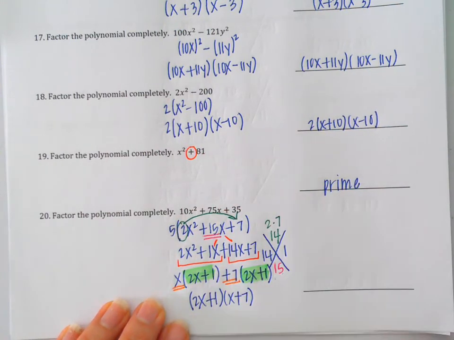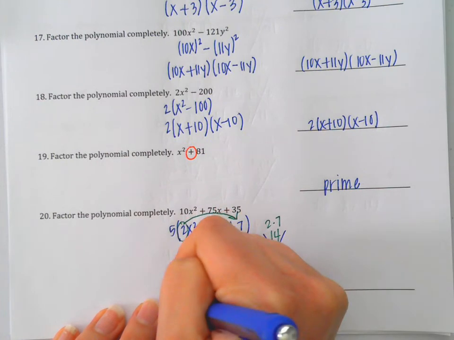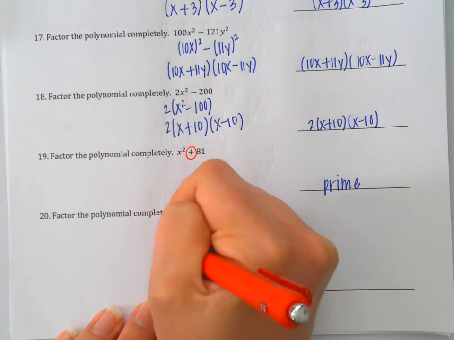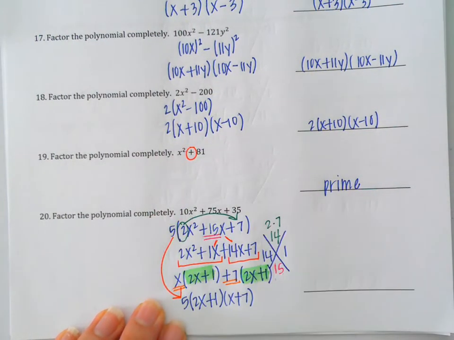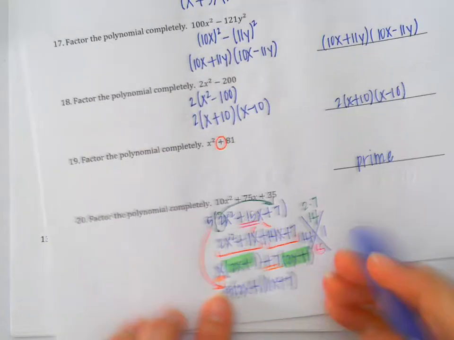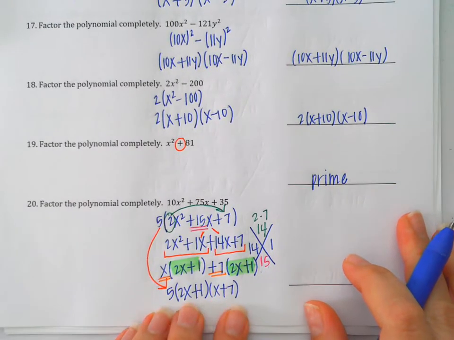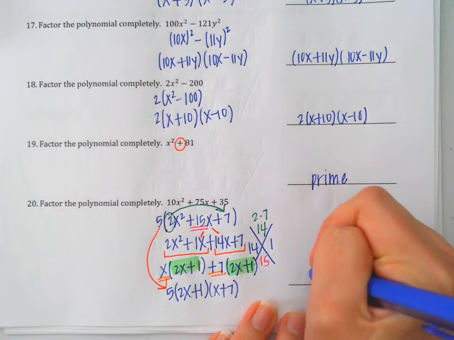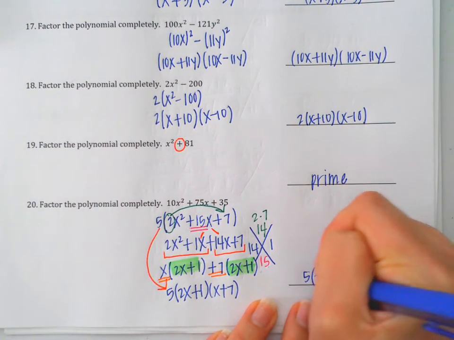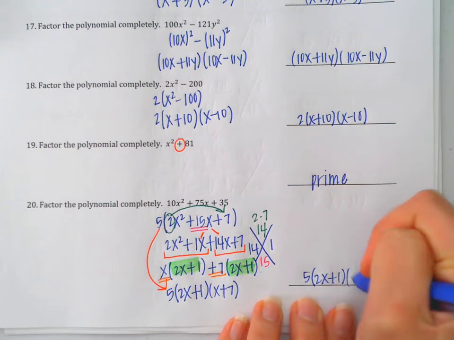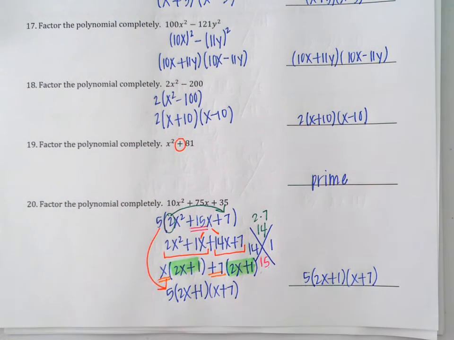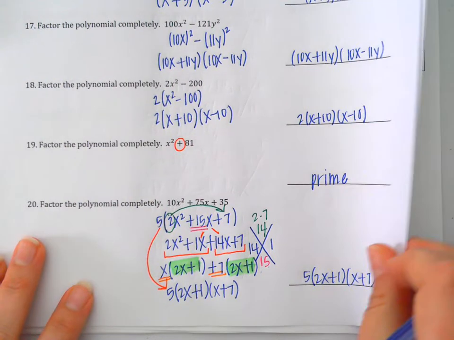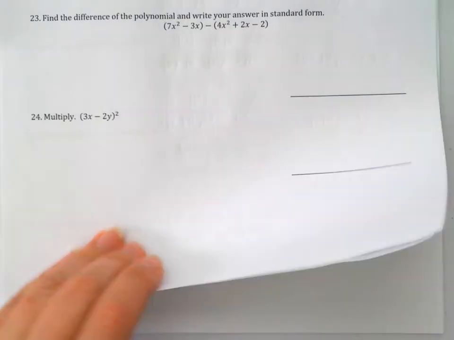And then the one thing I can't forget is to bring down that 5. Don't forget to always bring down that GCF. You can always check by multiplying it out to make sure you get 10x squared plus 75x plus 35. So my final answer is 5 times 2x plus 1 times x plus 7. And that is it for 20. Okay, I'm going to continue on with the next page because we're almost done here.